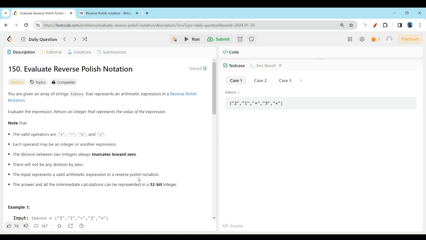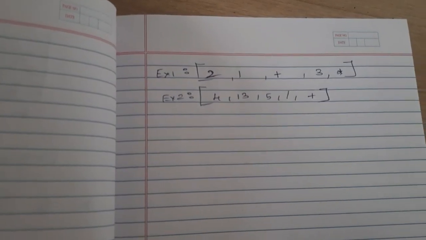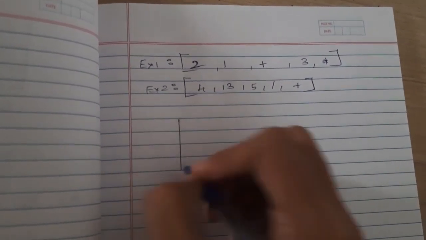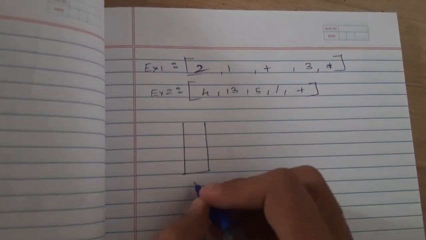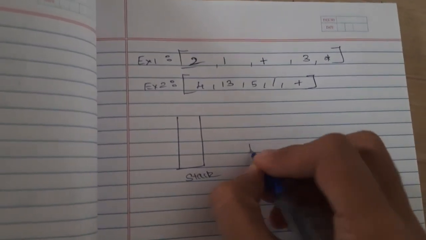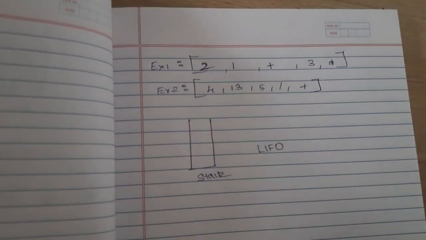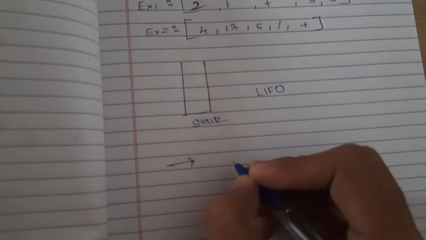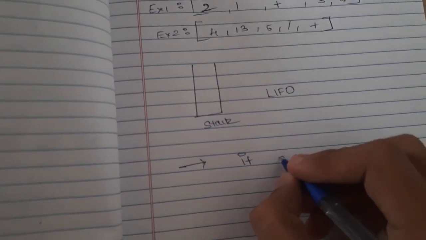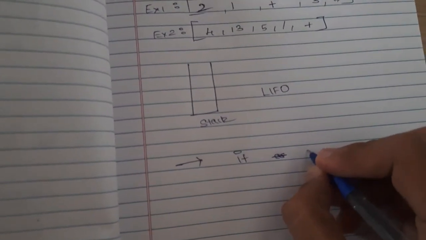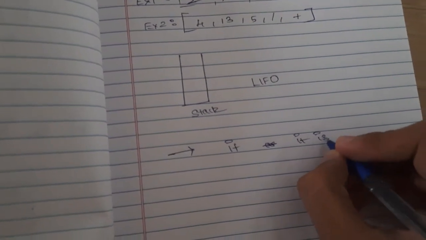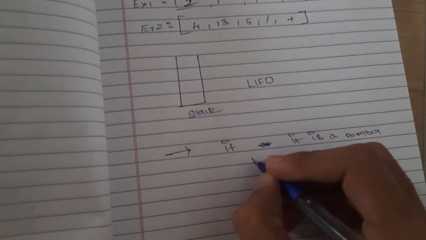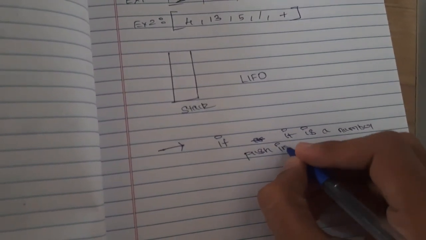So pause this video and let's see the logic of how to solve the problem. We need to use a data structure known as a stack. Since a stack follows last in first out, what we will be doing is, if it is a number, that is an operand, we will be pushing it into the stack.